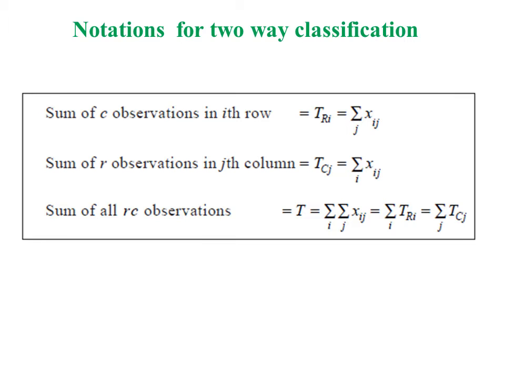Now, the sum of C observations in the ith row is equal to TRi. That is, the observations along rows, which is equal to the summation of xij, where j is varying. The sum of R observations in the jth column is denoted by TCj, which is equal to the summation of xij, i varying. The sum of all RC observations is equal to T, which is nothing but the combination of both row and column, the summation over ij of xij, right?